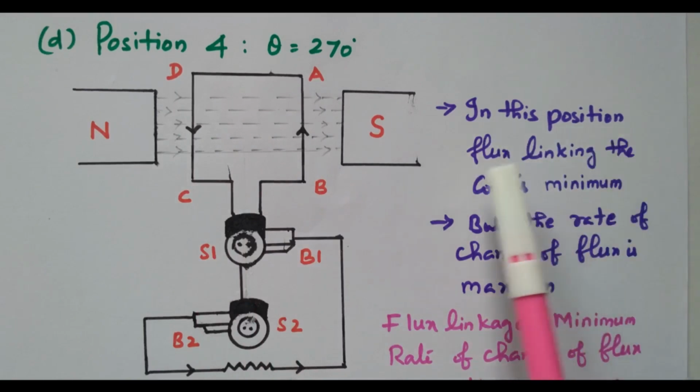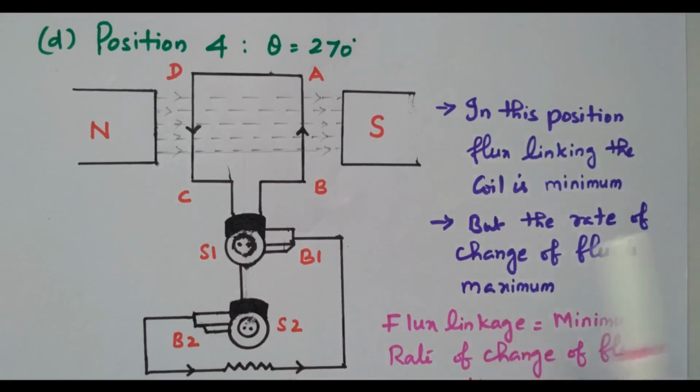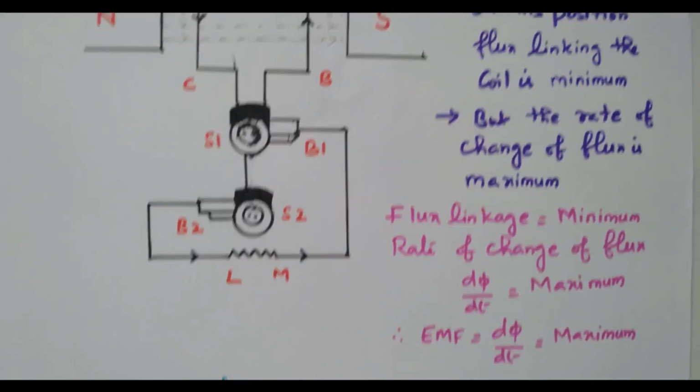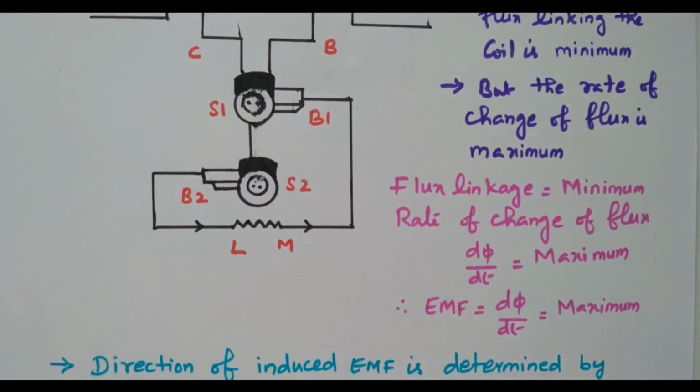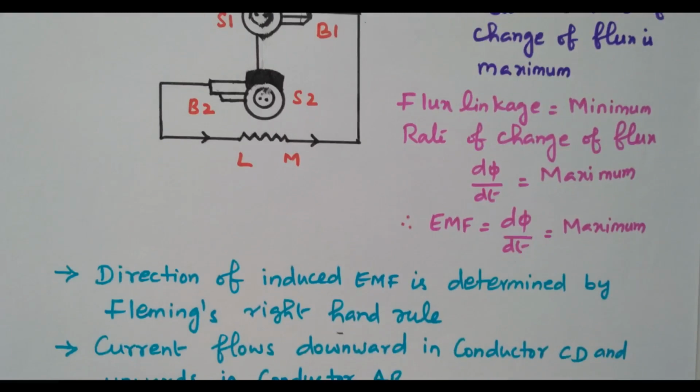In this position, flux linkage of the coil is minimum, but the rate of change of flux is maximum, so that EMF induced is also maximum. So in the previous case, EMF induced is 0, now it is maximum, right? So it means that from 0 it is slowly increasing and reaches the maximum value. Now we will see the further details.